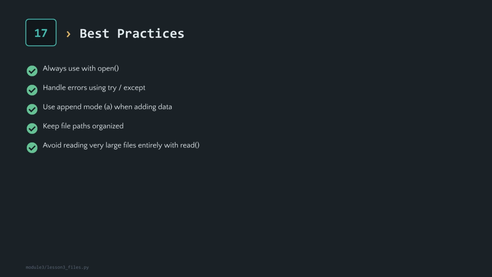Let's gather the habits that'll keep your file code clean and safe. Always open files using with. Handle errors with try and except so a missing file doesn't crash you. Use append mode when you're adding data rather than overwriting. Keep your file paths organized so Python can find things. And avoid reading very large files all at once with read. Loop through them instead. Follow these 5 and you'll steer clear of most file headaches.